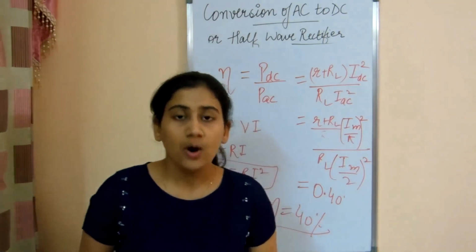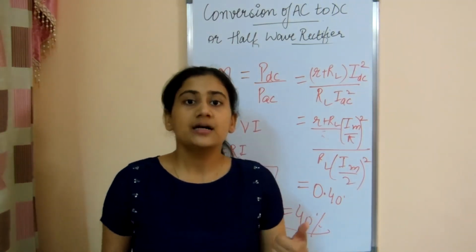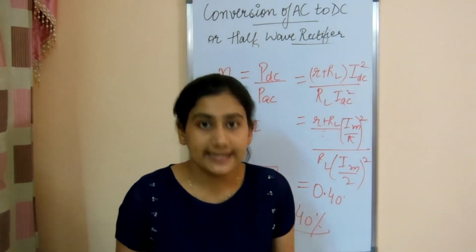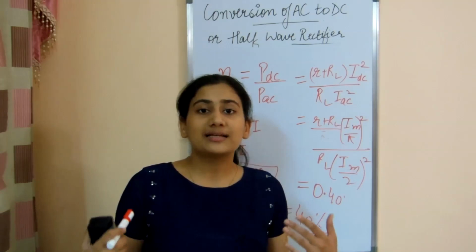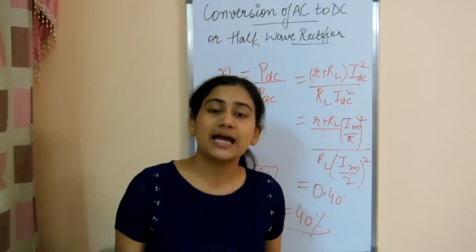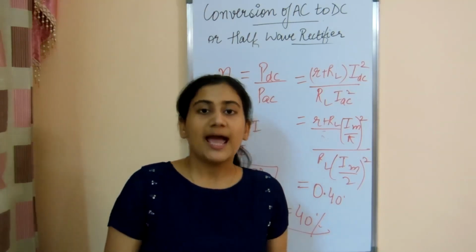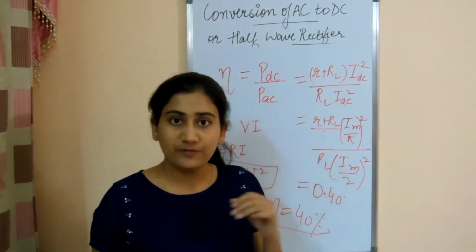So this is how we can calculate the average current, that is the DC output, if we want it in steady form. Now if I want to calculate the AC current, I am going to take the RMS value, not the average value, for AC, and we have studied the efficiency of the half wave rectifier.